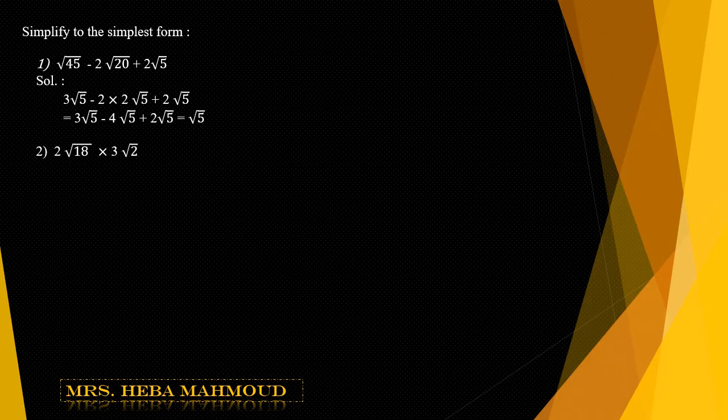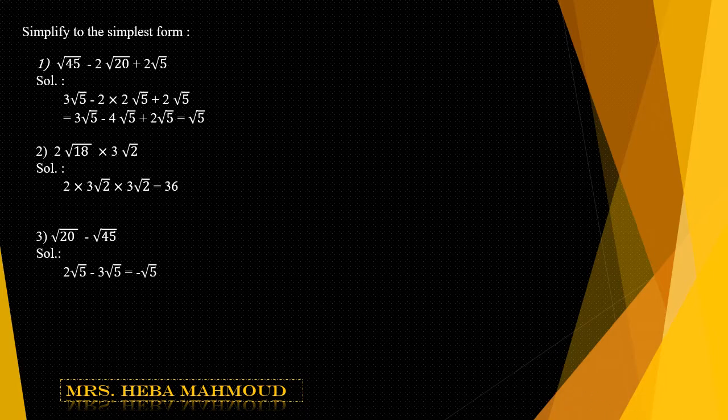Example number 2, 2 times the square root of 18 times 3√2. Solution: 2 times the square root of 18, which is 3√2, times 3√2. So to find the result by using the calculator, it will be 36. Example number 3, the square root of 20 minus the square root of 45. Solution: the square root of 20 is 2√5, minus 3√5, equals negative √5.